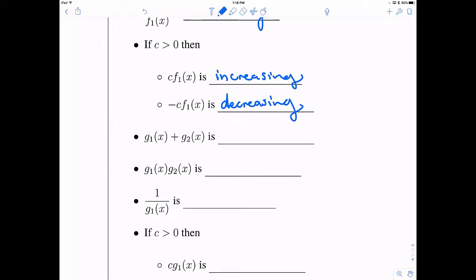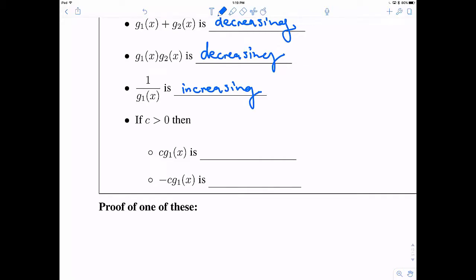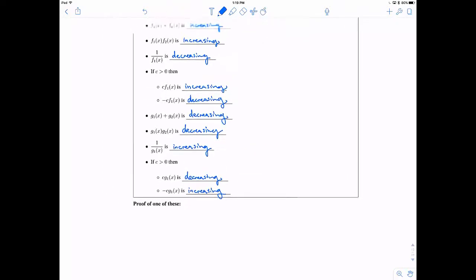And we can play the exact same game again for decreasing functions. So if you add two decreasing functions together, decreasing. If you multiply two decreasing functions together, decreasing. If you take the reciprocal of a decreasing function, increasing. If you multiply a positive constant times a decreasing function, still decreasing. And if you multiply a negative constant times a decreasing function, increasing.